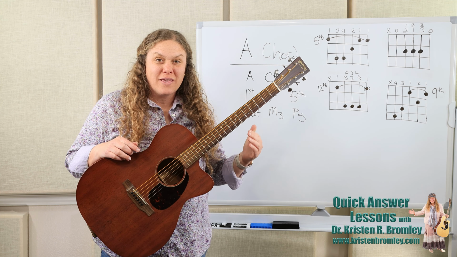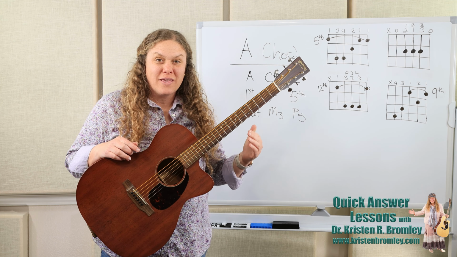Theory-wise, we have the root, the 5th, the root, the 3rd, the 5th, and the root again. This bar chord is really an E shape with a bar in front of it. That's a way to remember it. This pitch on the 6th string is an A, so that's why this is an A chord.